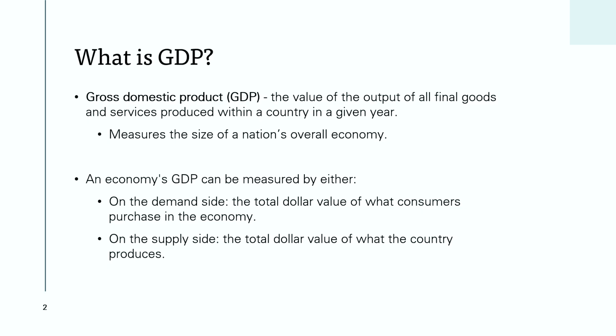GDP can be measured in two different but equivalent ways. On the demand side, we measure GDP by adding up how much people spend on goods and services. On the supply side, we measure GDP by adding up the value of everything that is produced. Because every transaction has both a buyer and a seller, these two approaches always give the same GDP value.